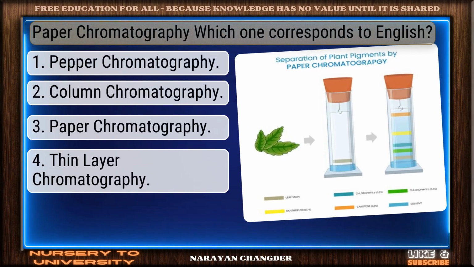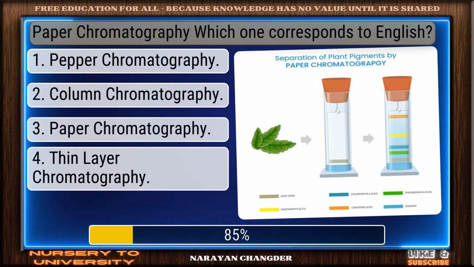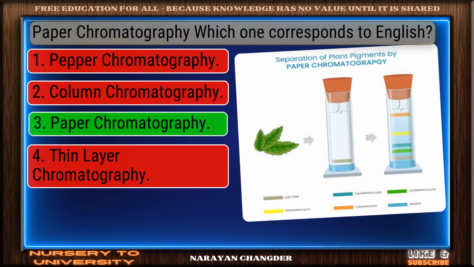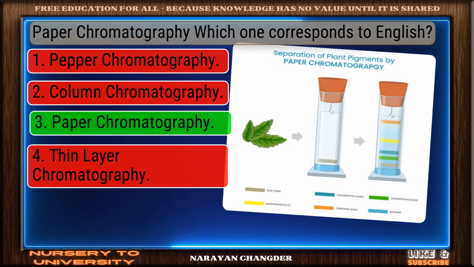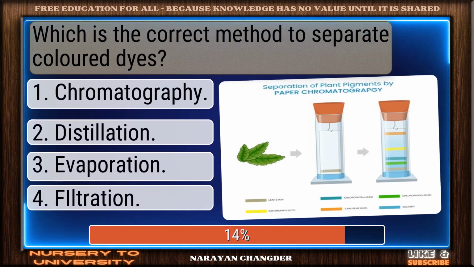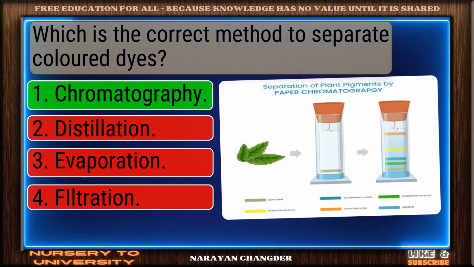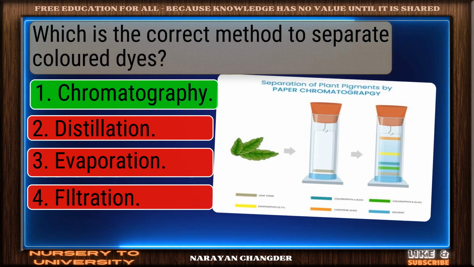Paper chromatography, which one corresponds to English? Solid response. Paper chromatography is a valid choice. Which is the correct method to separate colored dyes? You're right. Chromatography is the correct answer.